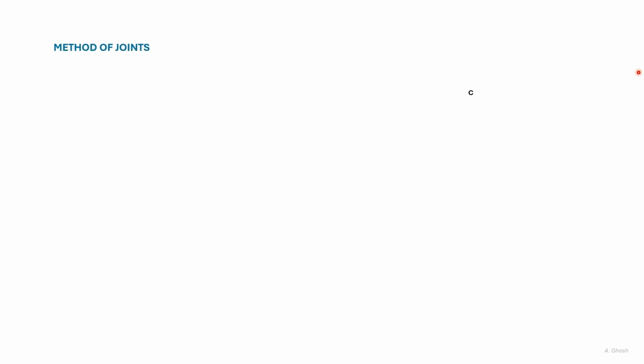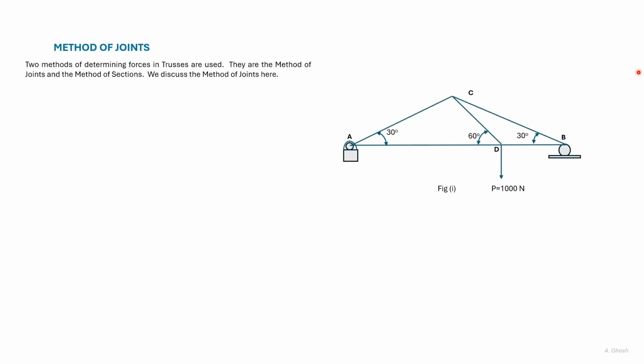Here we consider the method of joints. There are two methods to find forces in a plane truss. That is the method of joints and the method of sections. So let us take a plane truss. The plane truss shown here is acted on by a force P.